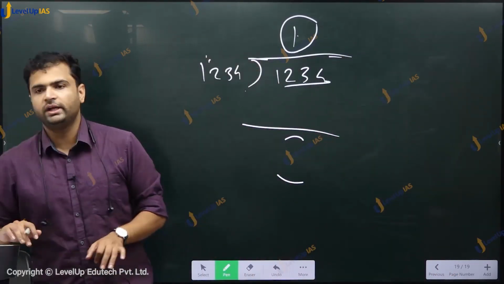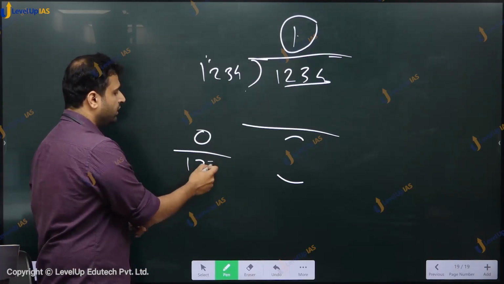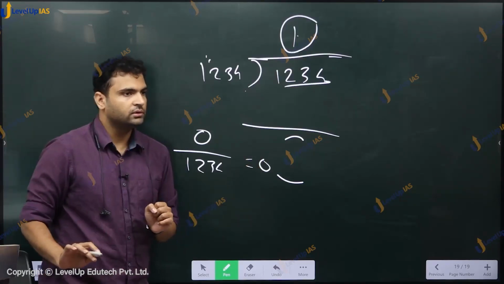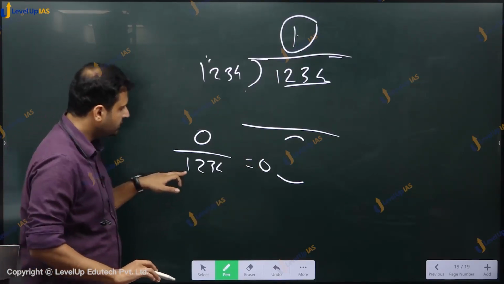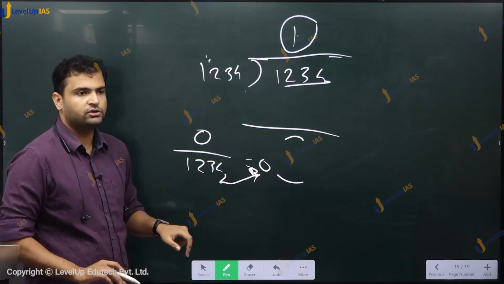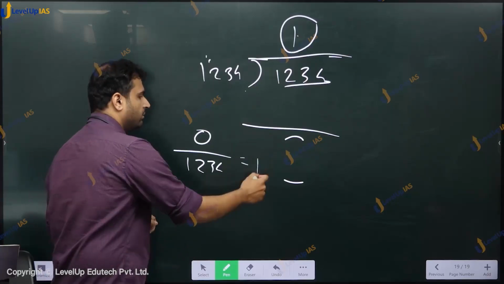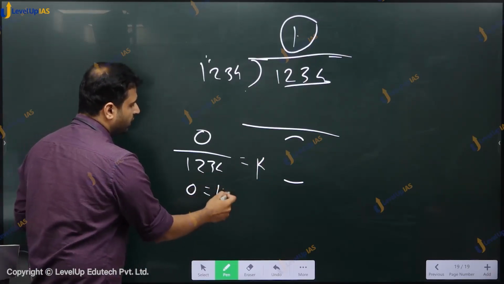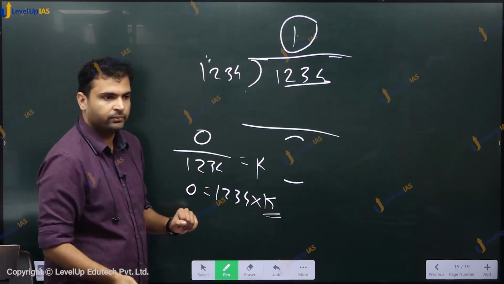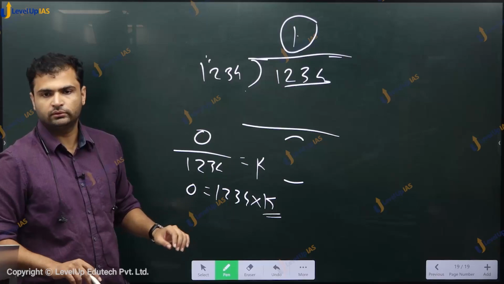What is 0 divided by any number? 0 divided by any number, 1, 2, 3, 4, is 0. Because how do we define this? Division is defined as reverse operation of multiplication. So if 0 divided by 1234 is some number k, then 0 is equal to 1234 into k. Now k can only be 0, only one value. So 0 divided by any number is 0.